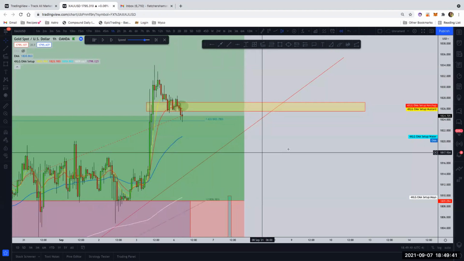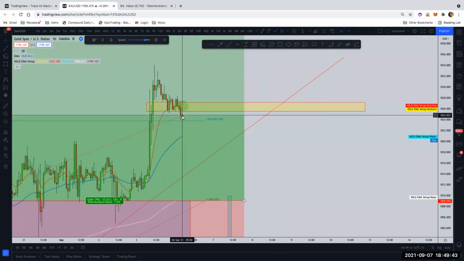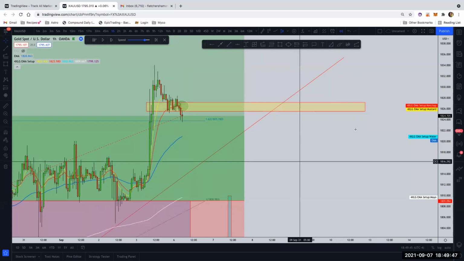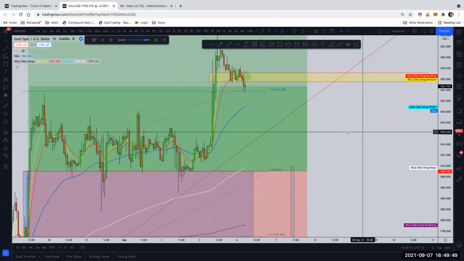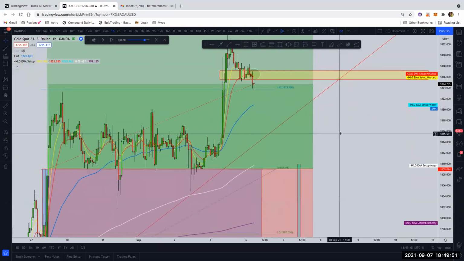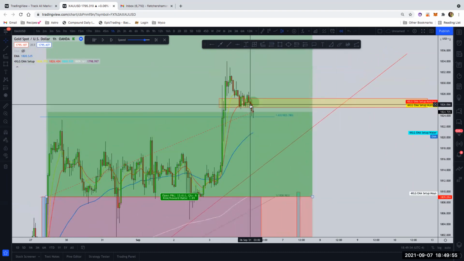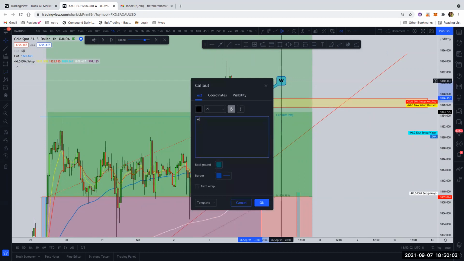So if we didn't enter yet and you wanted to enter on the retest, you could. I like to enter off the cross. Yes, you wait for the retest of the cross. You wait for the retest of the ketchup and mustard cross. I'll say mustard ketchup.